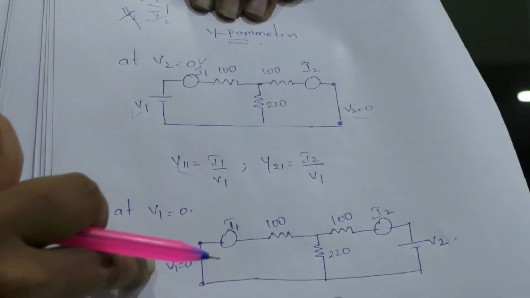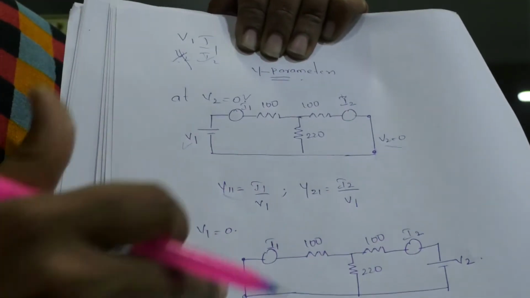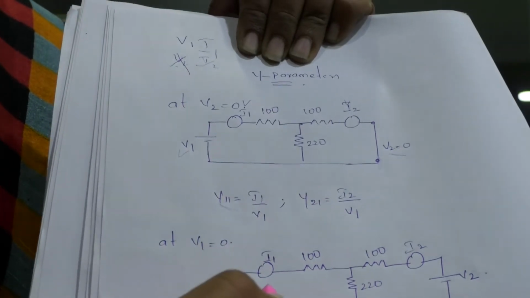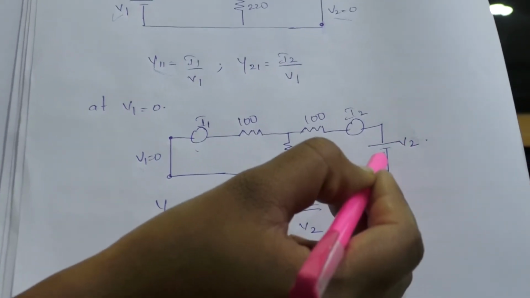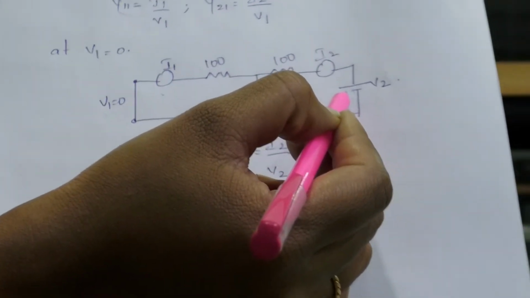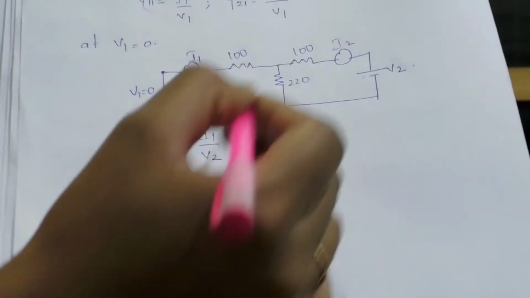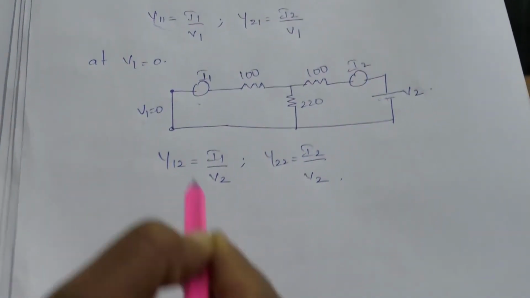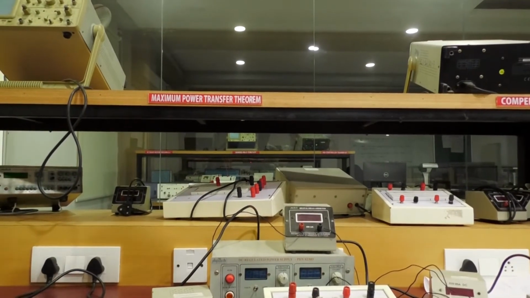Now this is the circuit diagram for the second case. Making V1 as 0, nothing but short circuiting the first port, here only V1 is 0, but current will be flowing. That current we can see from the ammeters I1 and I2, and this is the voltage which we are going to set from the supply. Here also we are having three values, so by using three values, we can calculate the remaining two parameters of the Y.